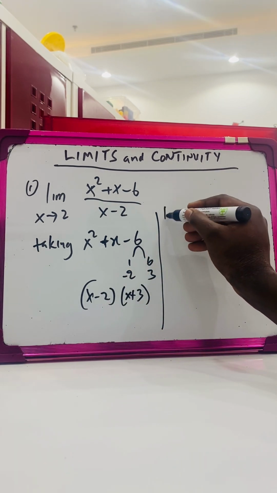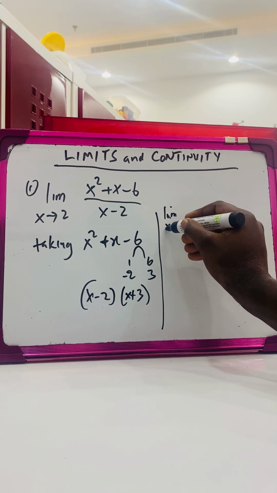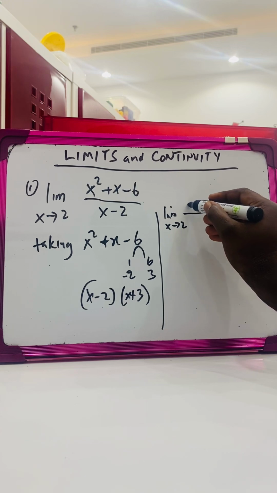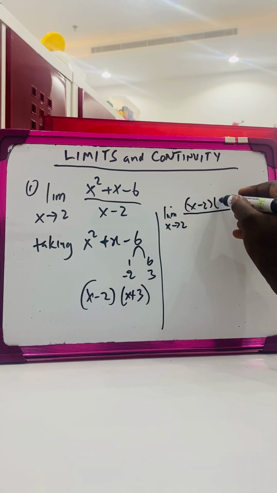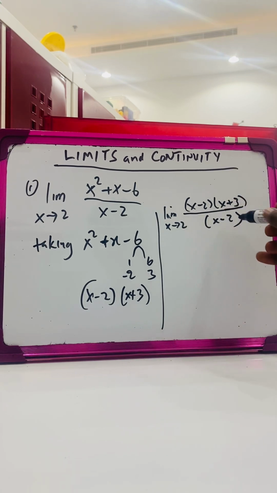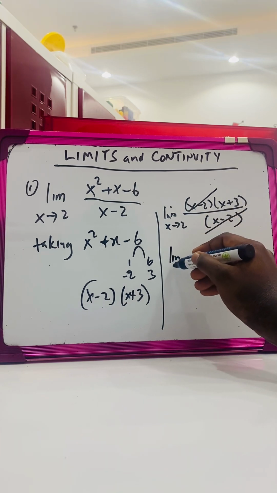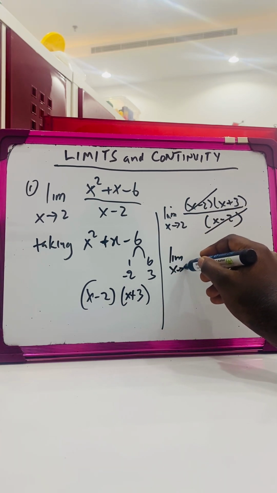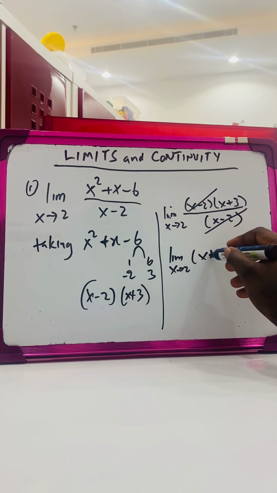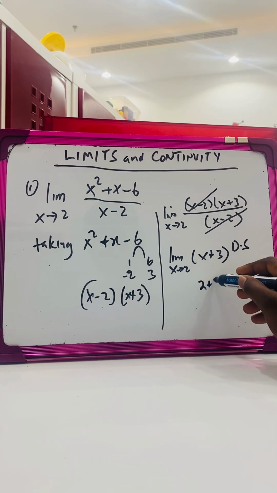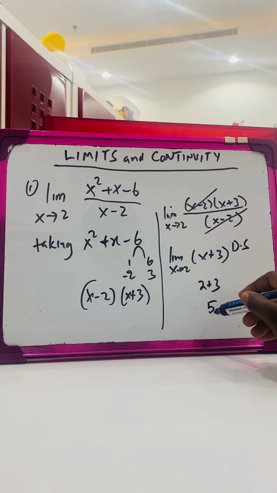So I have the limit as x approaches 2, this time of x minus 2, x plus 3, all over x minus 2. Now x minus 2 cancels x minus 2. I have the limit as x approaches 2 of x plus 3. Now I can make my direct substitution. When x is 2, I have 2 plus 3 and my limit is 5.